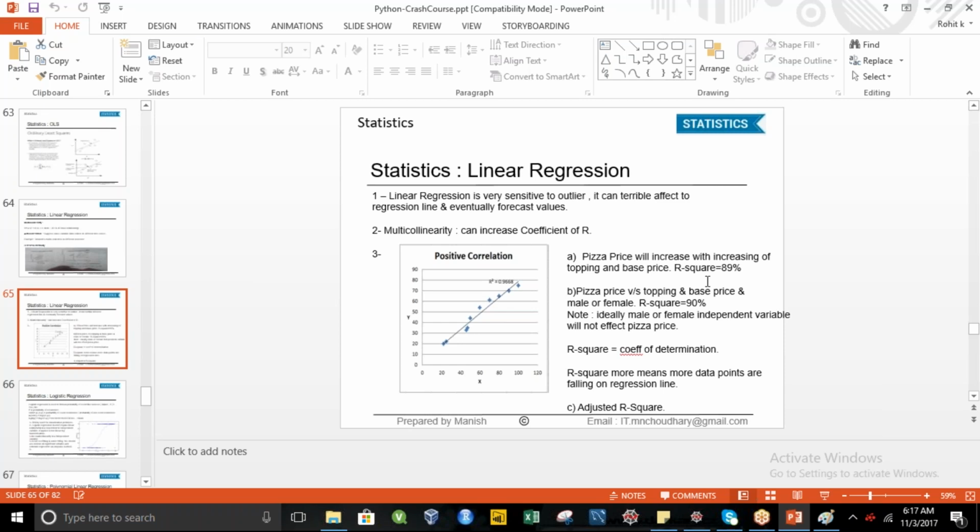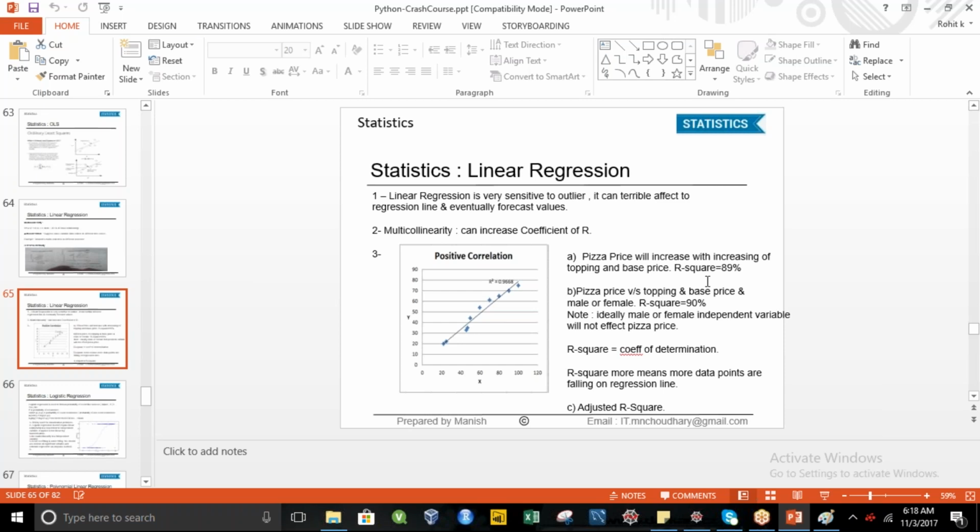What we understand is that the data points are falling on the regression line. Suppose we want to go for slightly better performance. So what we did, we added male or female data points also on the regression line. We are considering male and female also as an independent variable for this regression line. Whenever we are creating a regression line, we are considering more independent variables and one dependent variable. When we consider more independent variables, it increases the R square value.